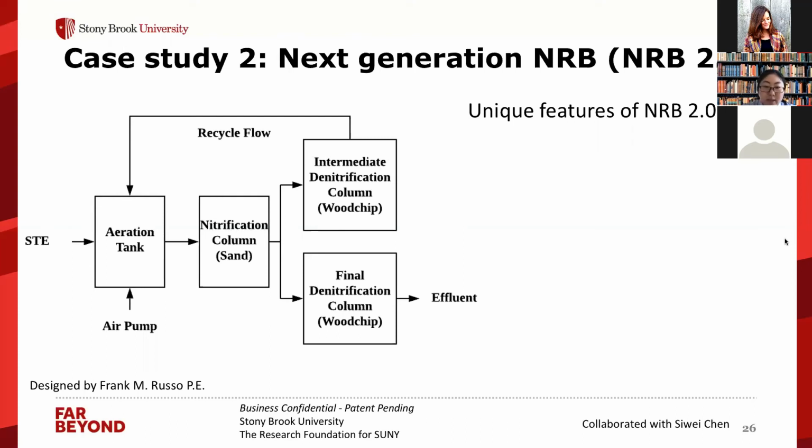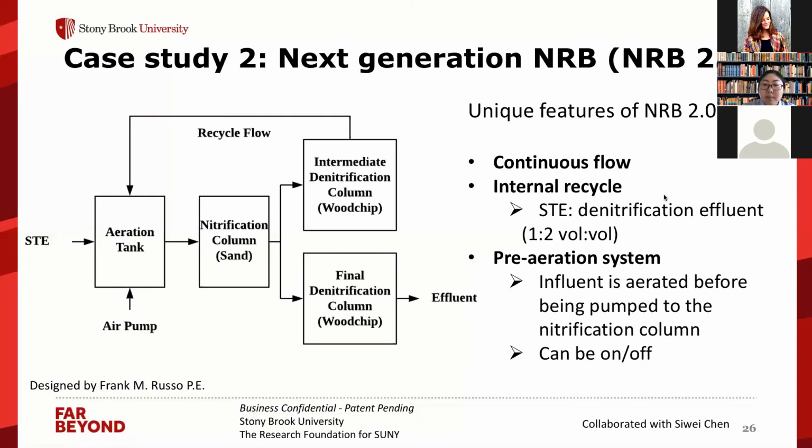As shown in this figure, the NRB 2.0 system consists of 4 major parts: the pre-aeration system, nitrification column, intermediate denitrification column, and the final polishing denitrification column. All nitrification columns are filled with C33 sand, and all denitrification columns are filled with wood chips. The pre-aeration system contains 1 aeration tank with an air pump.